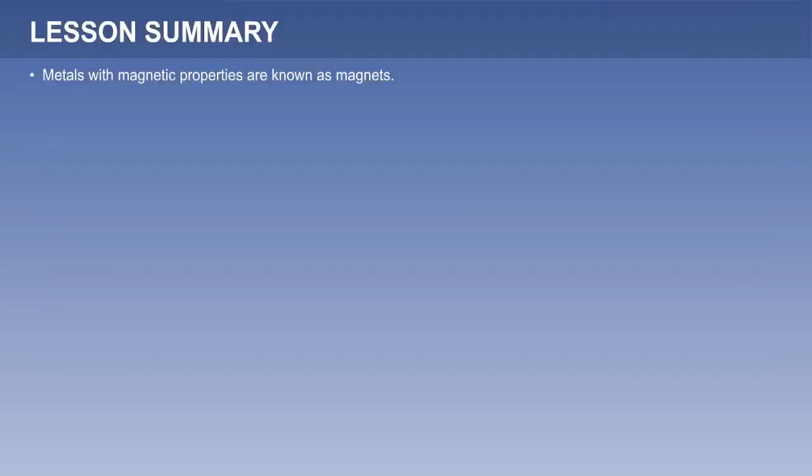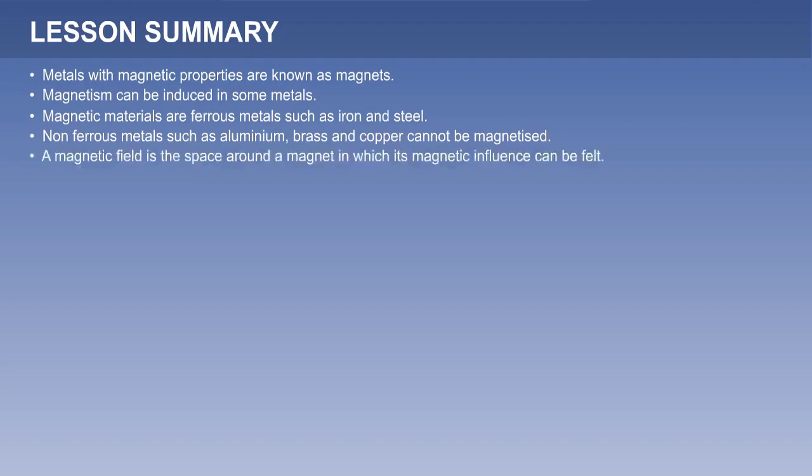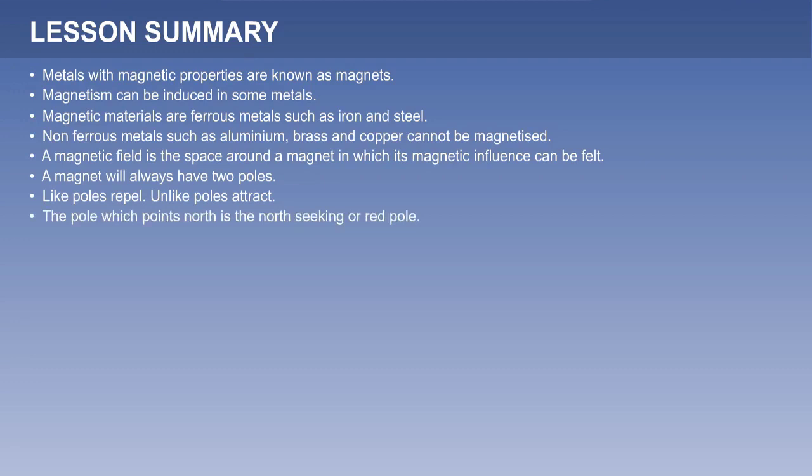Metals with magnetic properties are known as magnets. Magnetism can be induced in some metals. Magnetic materials are ferrous metals such as iron and steel. Non-ferrous metals such as aluminium, brass and copper cannot be magnetized. A magnetic field is the space around a magnet in which its magnetic influence can be felt. A magnet will always have two poles. Like poles repel, unlike poles attract. The pole which points north is the north-seeking or red pole.